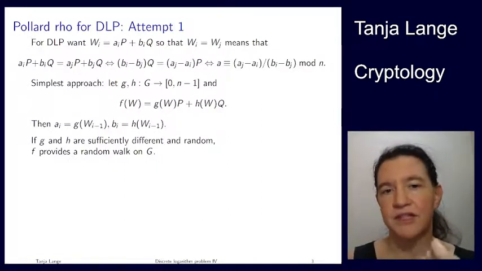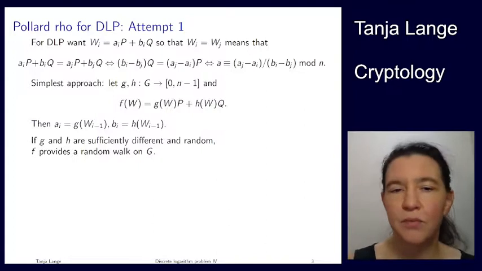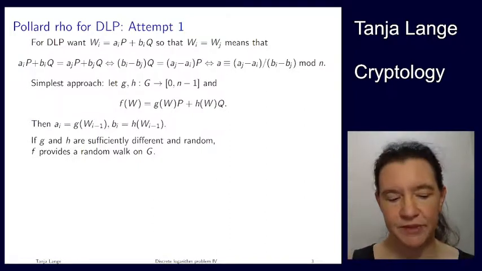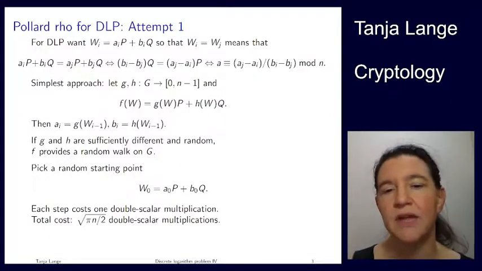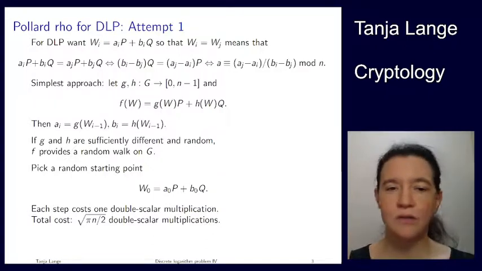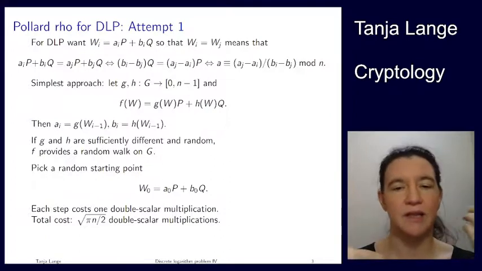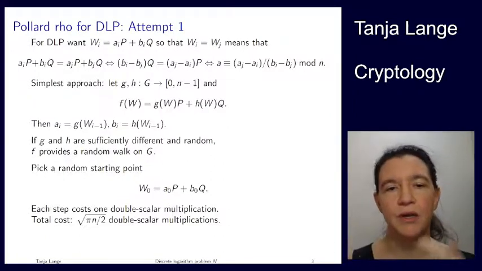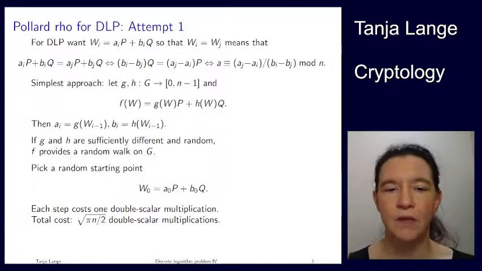For instance, you take the representation as an integer, and if p is larger than n, you would use it mod n, so you have some way of representing this. Okay, so you also need a starting point, and there you just pick two random numbers in that interval, a0 and b0, and you set off. So now you compute your w0, and you compute the g and the h of this, so it gives you the a1 and b1, and then that computes your w1.